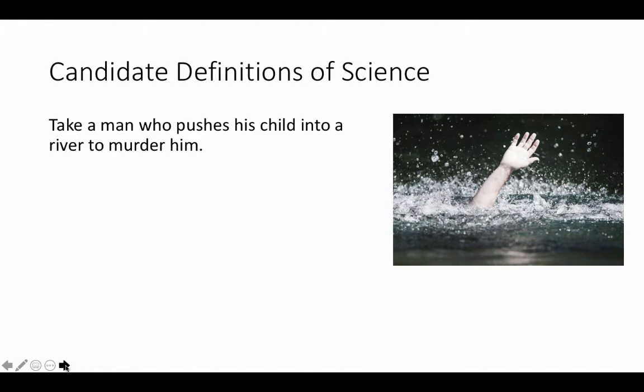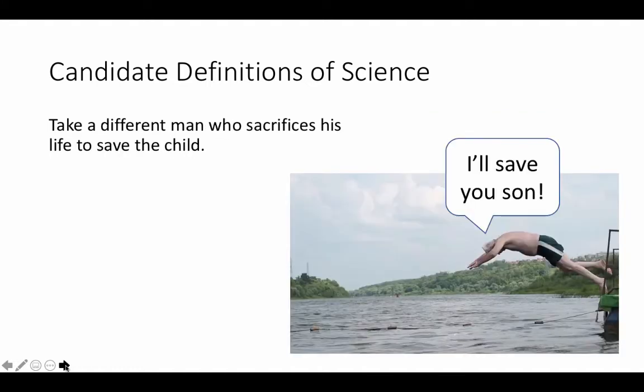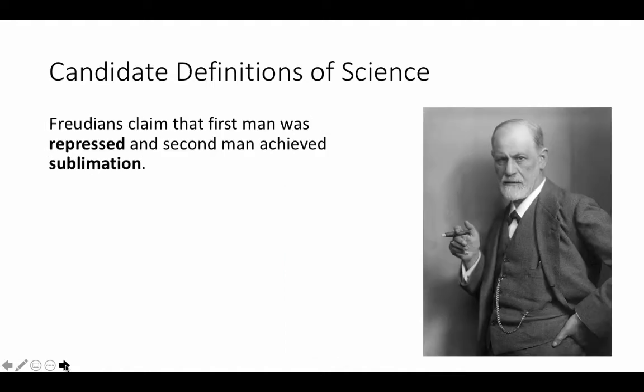This was Karl Popper's example. Take a man who pushes his child into a river to murder the child. It's a bad father. Take a different man who sacrifices his life to save a drowning child. Well, Freudians claimed that the first man was repressed, and that's why he was trying to murder his child, whereas the second man was achieving sublimation, which is why he would risk his own life to save a drowning child.